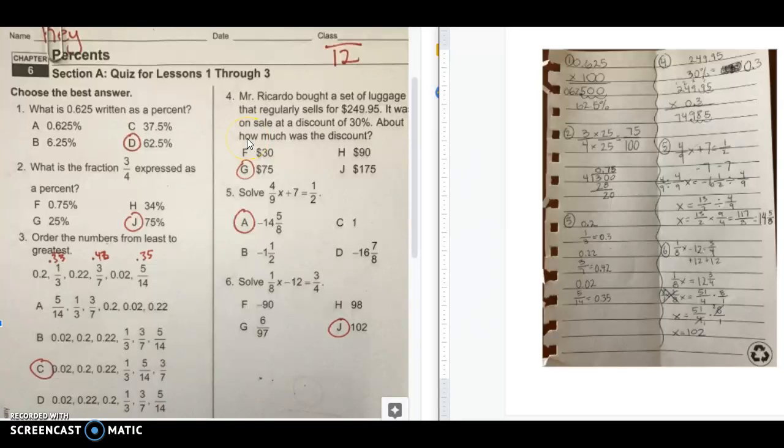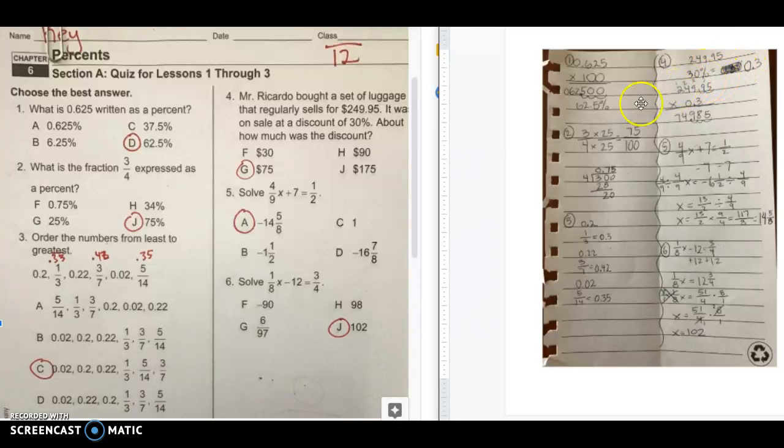Number 4, Mr. Ricardo bought a set of luggage that regularly sells for $249.95. It was on sale at a discount of 30%. About how much was the discount? So I decided to take my $249.95 and multiply it by 30%. But first I need to convert that into a decimal.